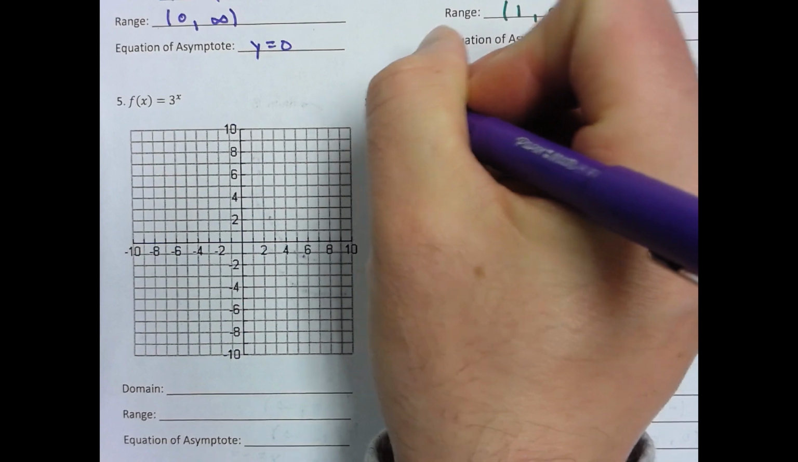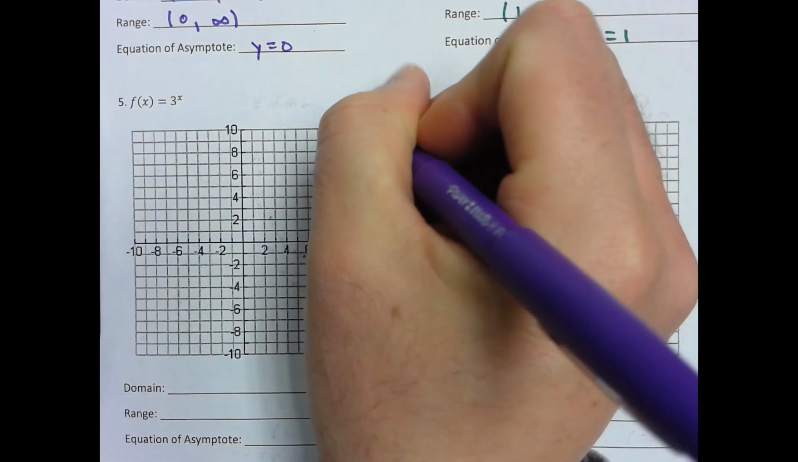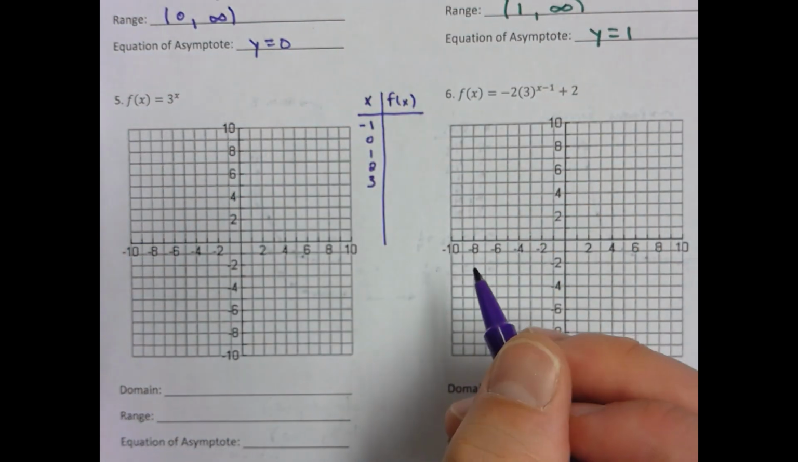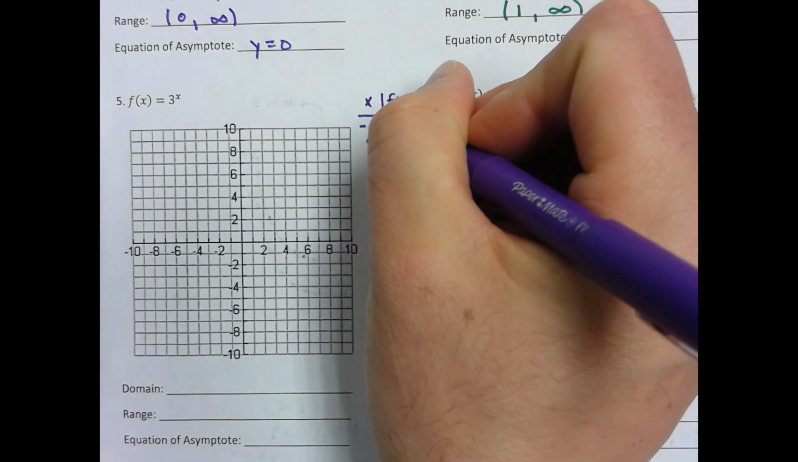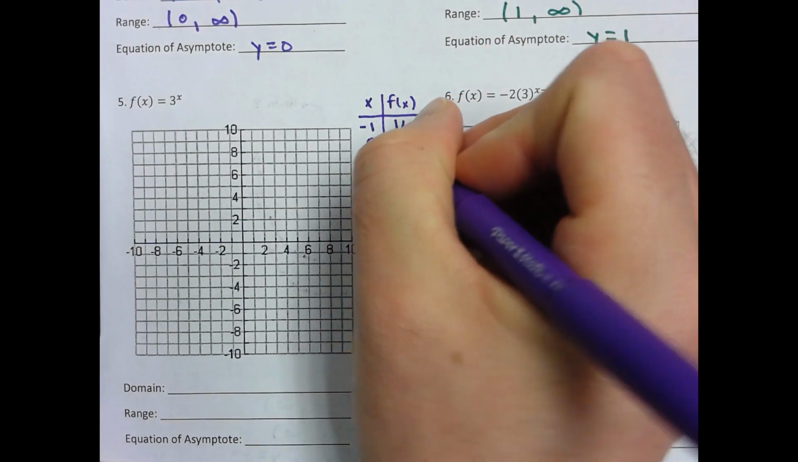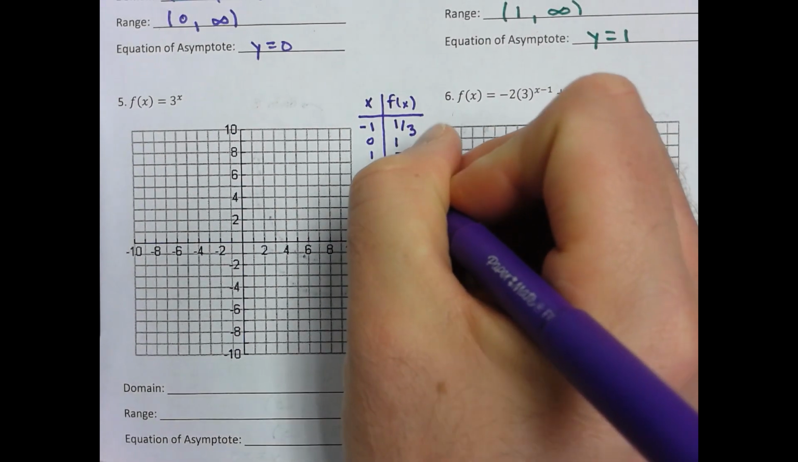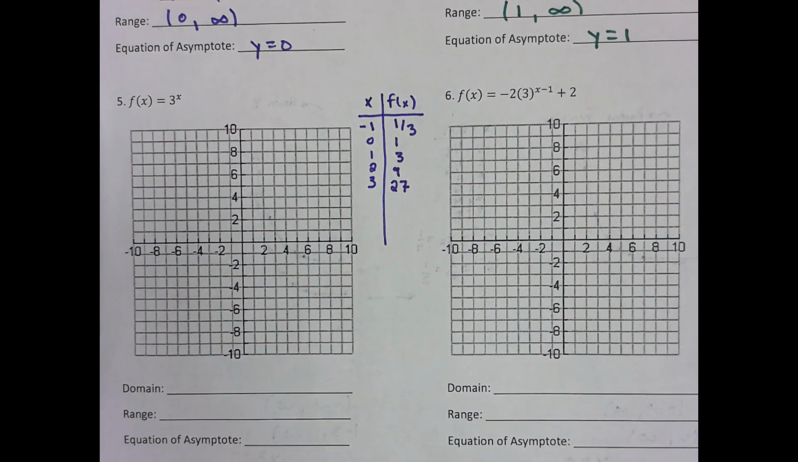So x and f of x. So we'll go negative 1, 0, 1, 2, and 3. 3 to the negative 1 is equal to 1 over 3 to the power of 1, which is just 1/3. Anything to the power of 0 is 1. 3 to the power of 1 is 3. 3 squared is 9. 3 cubed is 27. That point won't fit, but it doesn't hurt for me to at least jot that down.